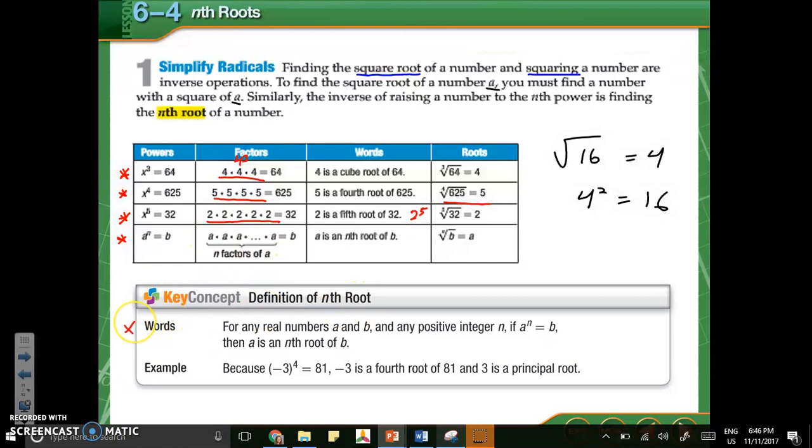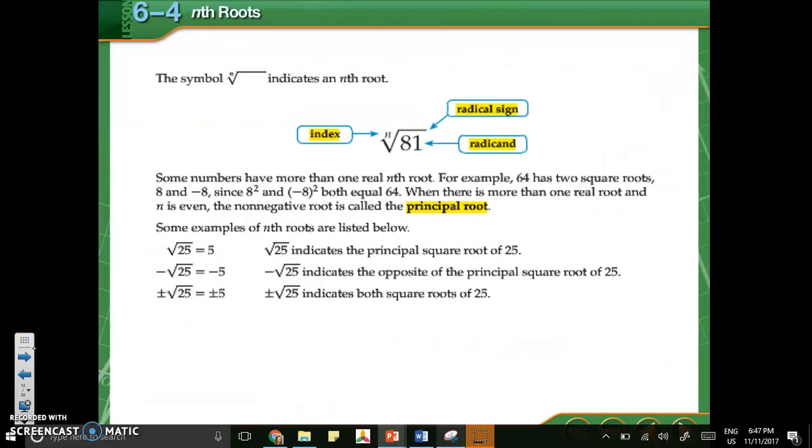Okay, and that's what this definition here says. If a to the n equals b, then a is an nth root of b. So for example, negative 3 to the fourth, inside parentheses, is 81. So negative 3 is a fourth root of 81. And positive 3 would be its principal root, because 3 to the fourth is also 81. We're going to talk a little bit more about principal roots here in just a second.